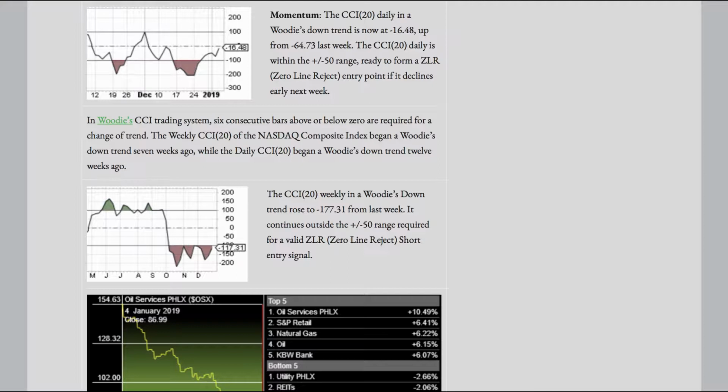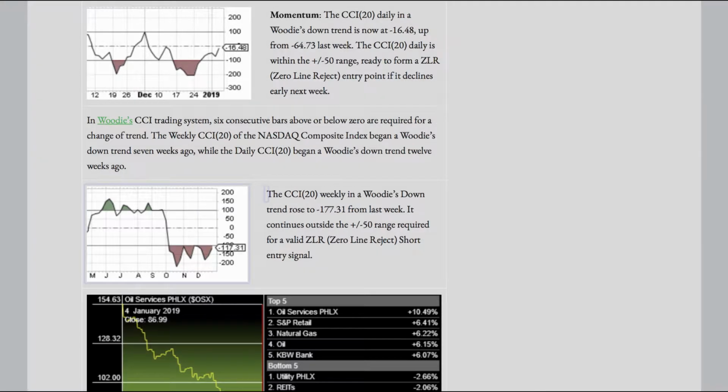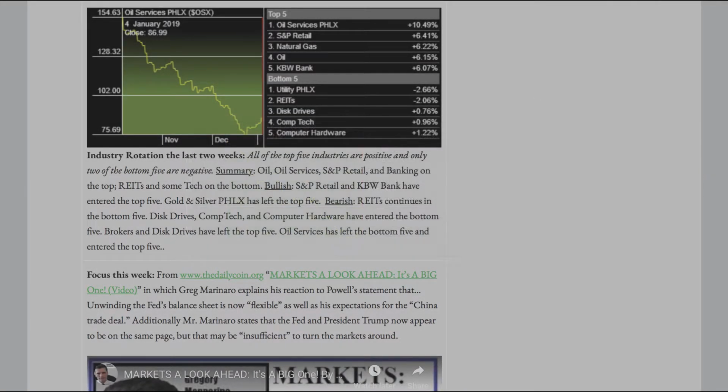The weekly CCI 20 of the Nasdaq Composite Index began a Woody's downtrend 7 weeks ago, while the daily CCI 20 began a Woody's downtrend 12 weeks ago. The CCI 20 weekly in a Woody's downtrend rose to a negative 177.31 from last week. It continues outside the plus or minus 50 range required for a valid zero-line reject short entry signal.